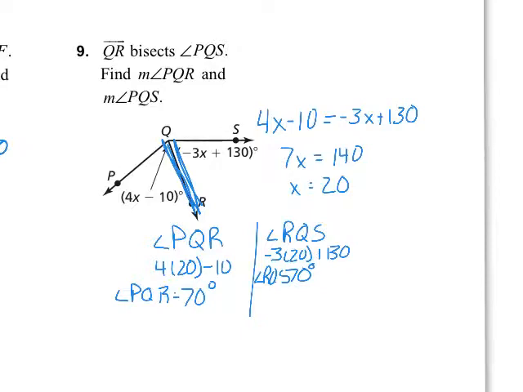Which would make sense, right? Really, if I was in a time crunch, once I found PQR was 70, I know automatically RQS has to be 70 because they're congruent. But it's always nice to double and triple check your work by just plugging it back in, making sure it matches up. Okay, any questions here?